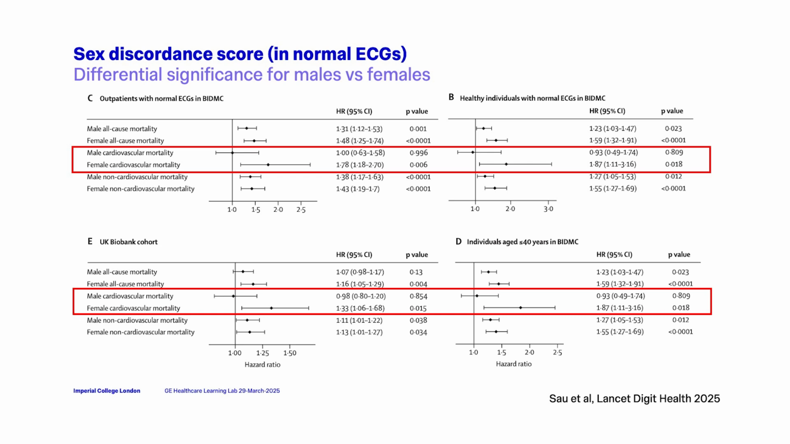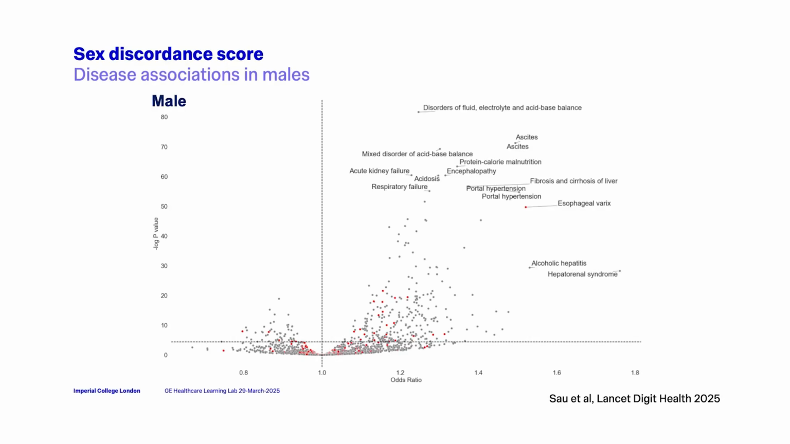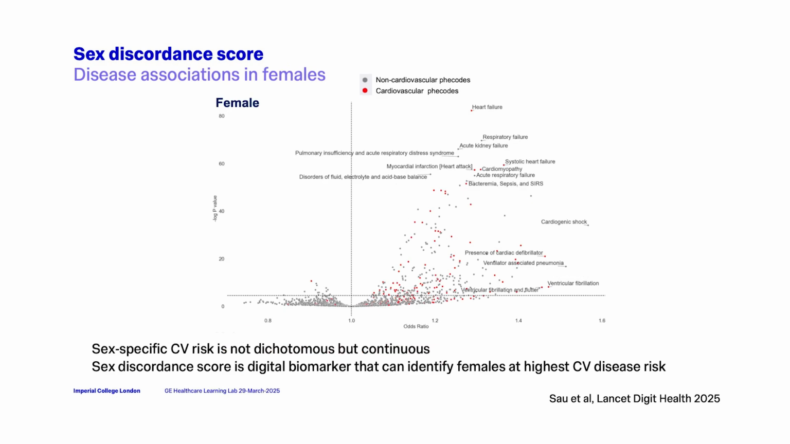But if you're female and the model thinks you're male, then you have an increased cardiovascular risk. So females with a male-looking ECG are at greater risk of cardiovascular disease, but males with a female-looking ECG do not have the elevated risk. And that's an interesting dichotomy, which gives us some insight about biology. And just for interest, I can show. So males who have a female-looking ECG have a lot more liver disease, but females with male-looking ECGs have a lot more cardiac conditions, so heart failure, myocardial infarction, cardiomyopathy, so on and so forth.